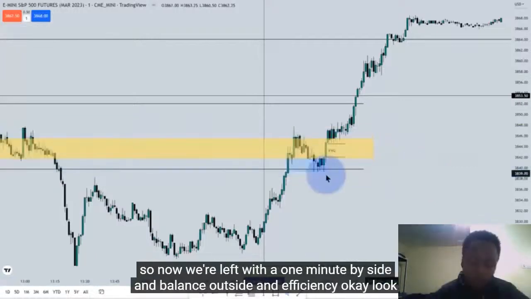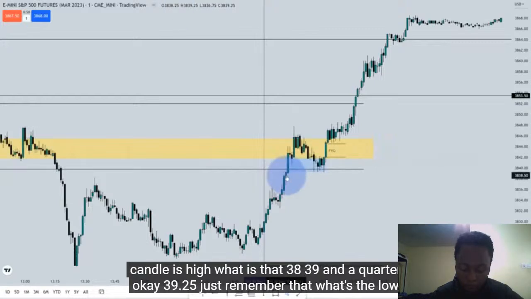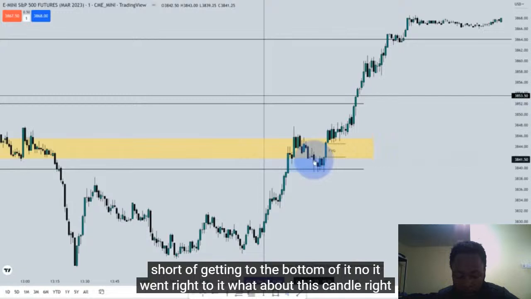So now we're left with a 1-minute buy side imbalance, sell side inefficiency, fair value gap. Okay, look at this candle's high. What is that? It's 39.25. Just remember that. What's the low of this candle right there? 39.25. Perfect. Did it go one tick below it? No. Did it fall short of getting to the bottom of it? No, it went right to it.